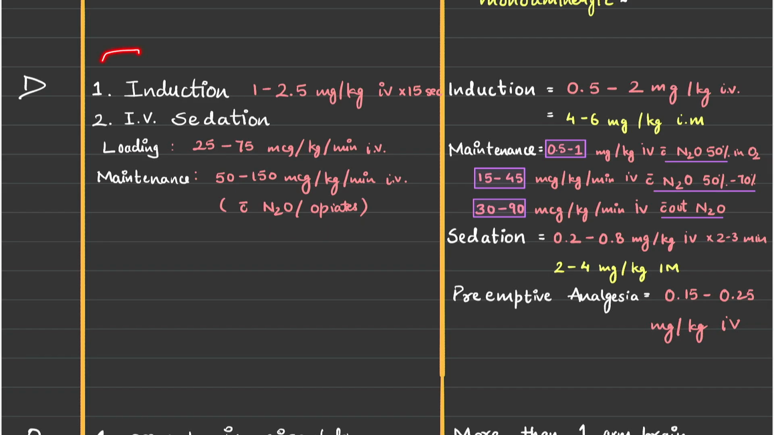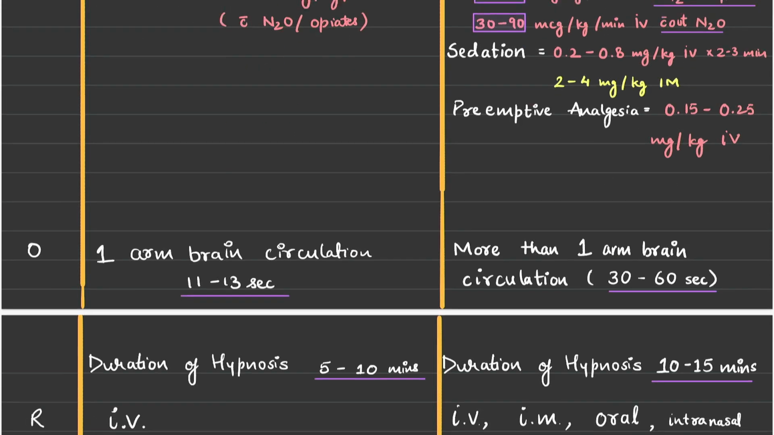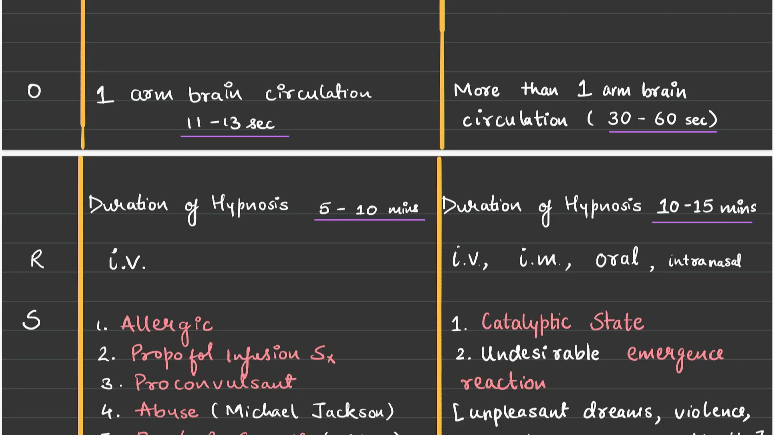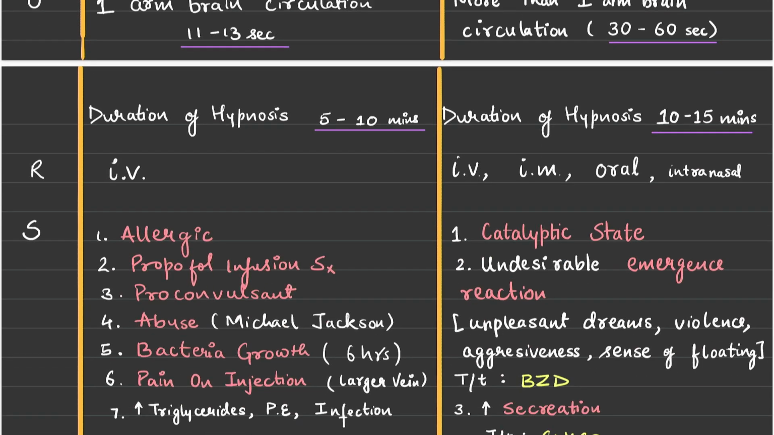So this is about dosage. Talking about onset of action, onset is one arm brain circulation, that is 11 to 13 seconds, quite fast. Duration of hypnosis is 5 to 10 minutes only. Route of administration is IV only.